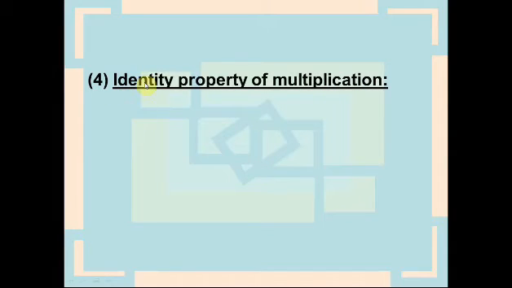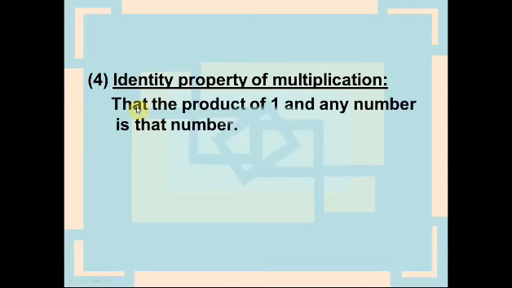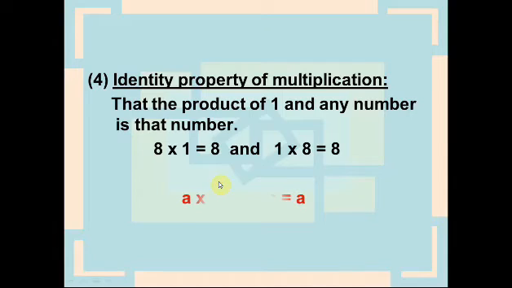The fourth property, identity property of multiplication. That the product of 1 and any number is that number. For example, 8 multiplied by 1 equals 8, and 1 multiplied by 8 also equals 8. A multiply 1 equals 1 multiply A equals A.